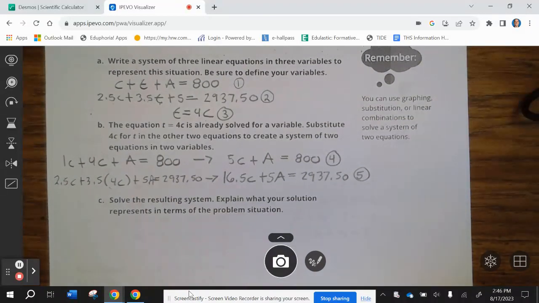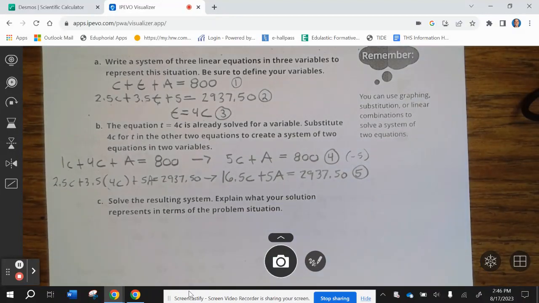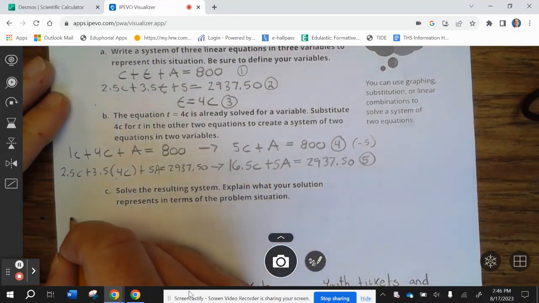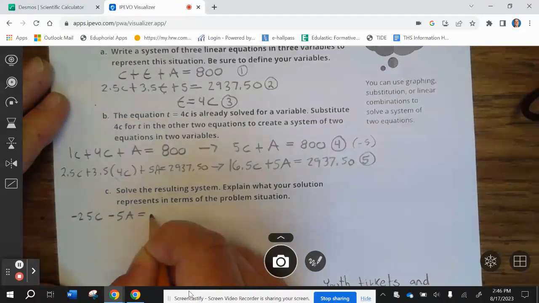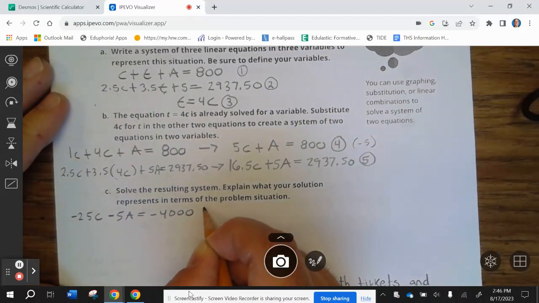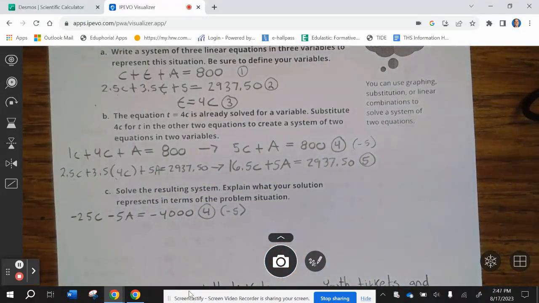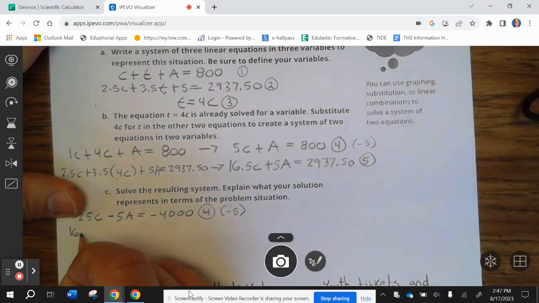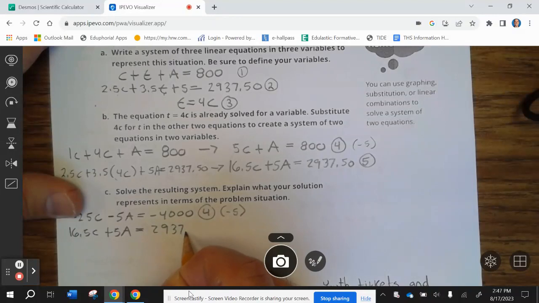Now to solve, what we're going to want to do is multiply equation 4 by negative 5. Okay. So we do that. Negative 5 times 5C is negative 25C minus 5A equals negative 4,000. That's equation 4 times negative 5. Now we're just going to leave equation 5 as is, so 16.5C plus 5A equals 2937.50, and that's equation 5.